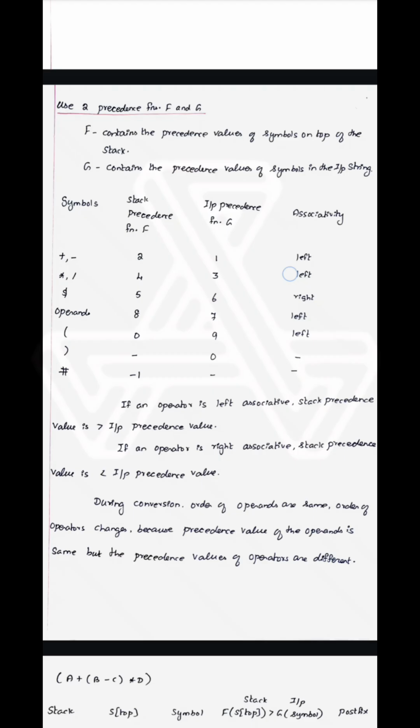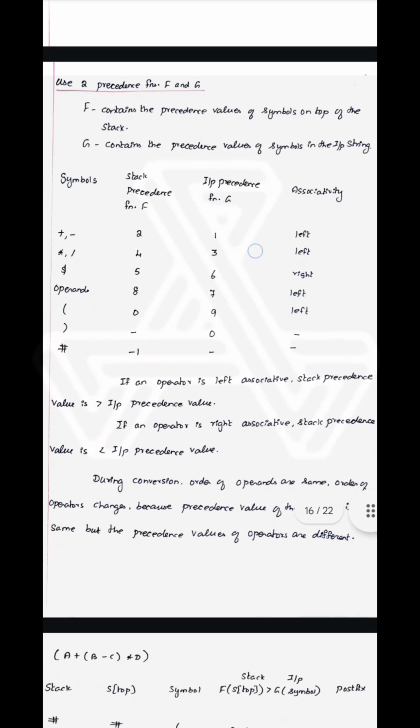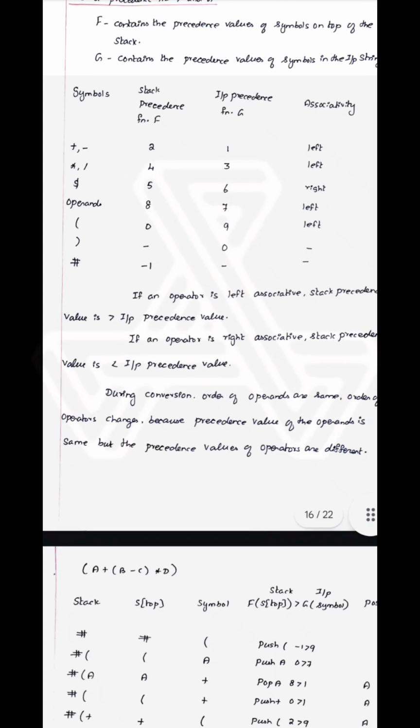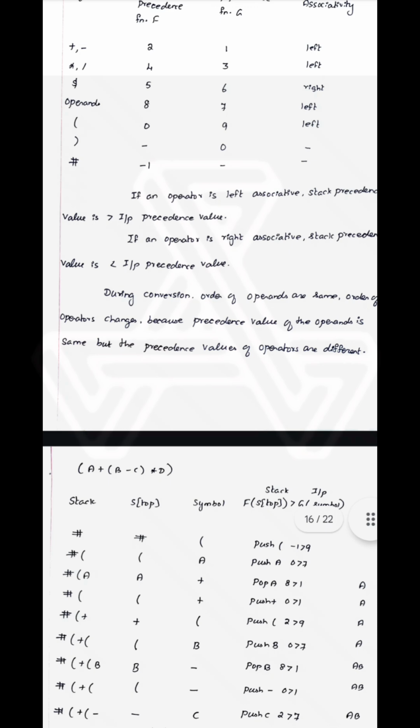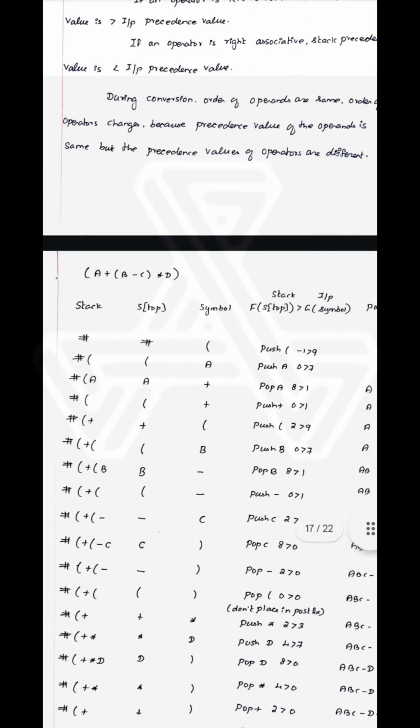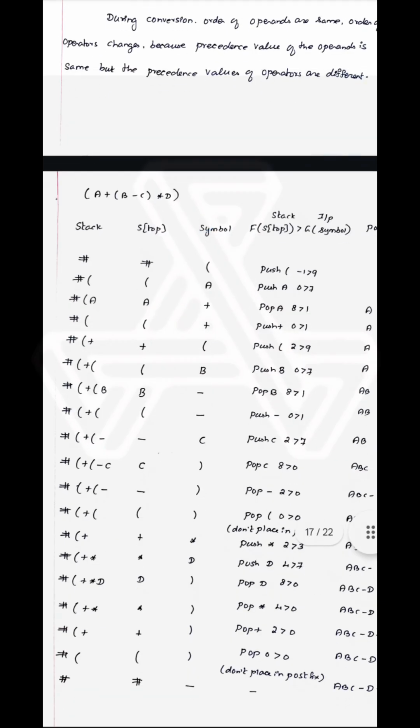If an operator is left associated, the stack precedence value will be greater than the input precedence. If an operator is right associated, the stack precedence will be less than the input precedence value. During conversion, the order will be like this.